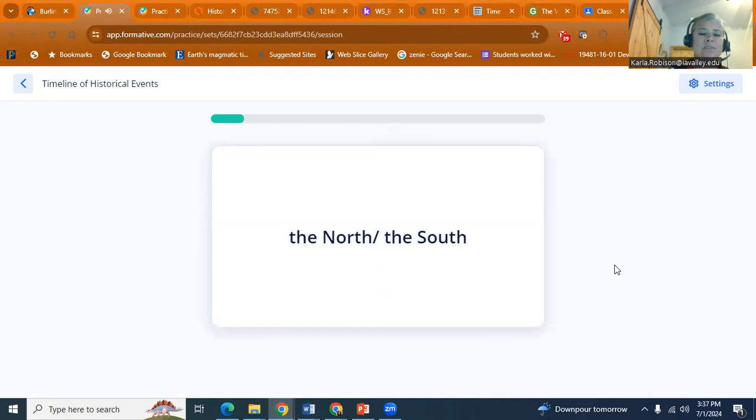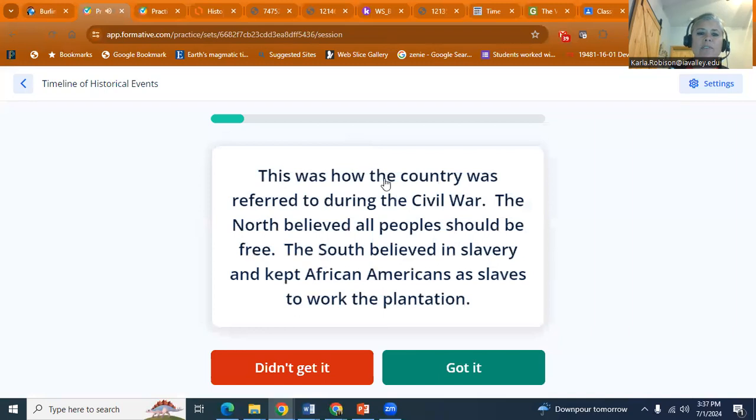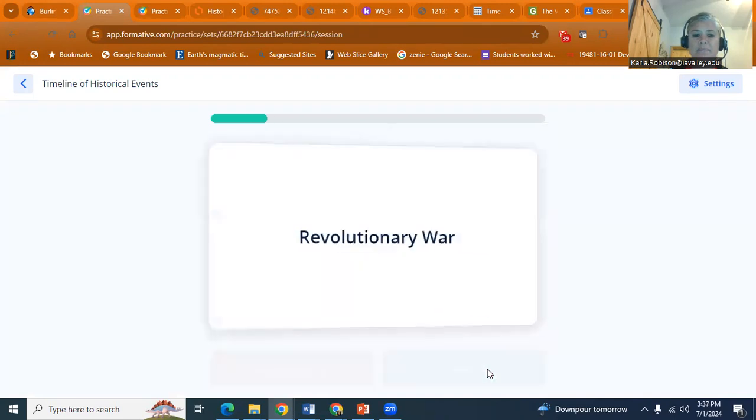Okay, so the North and the South. The North and the South is in regards to the divided lines for the Civil War. So obviously this is how the country was referred to during the Civil War. The North believed all people should be free. The Southern states believed in slavery and kept African Americans as slaves to work on plantations. Okay, and that was one of the reasons behind the Civil War.